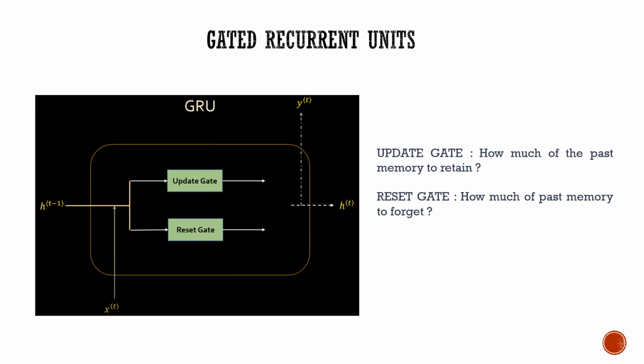As we have seen earlier, gated recurrent units work on gated mechanisms, and consist of two gates, the update gate and the reset gate. The update gate is basically how much of the past memory to retain, and the reset gate talks about how much of the past memory to forget.